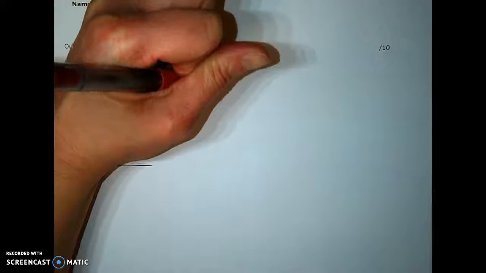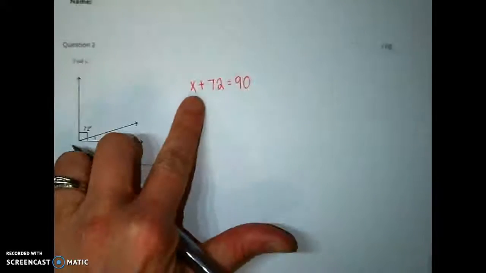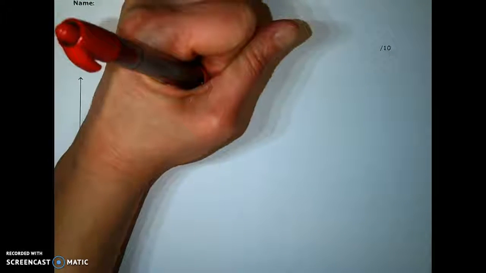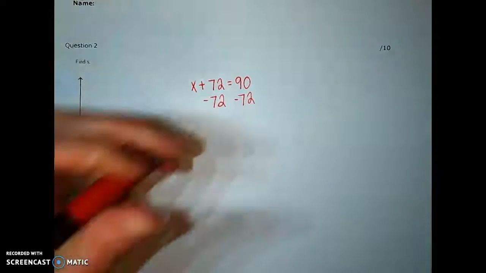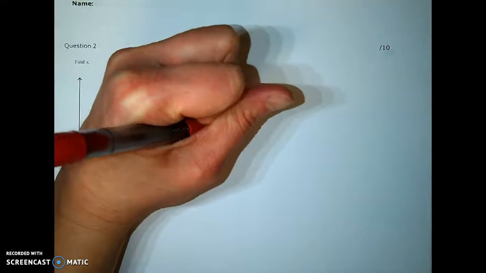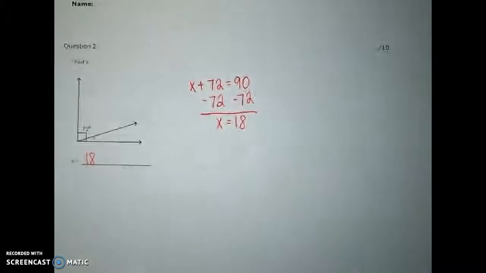Now this is a simple one-step equation that we have to solve for x. So to get x by itself, I take away 72 from both sides, and that's going to give me x equals 18. So my answer for x is just 18.